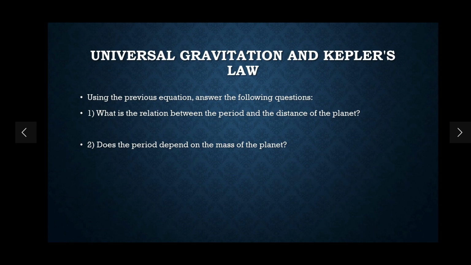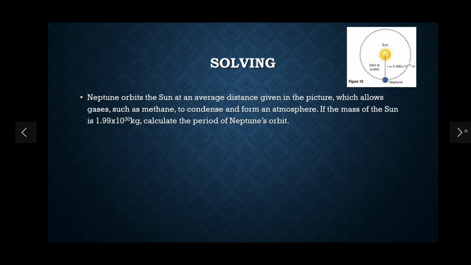Let's solve a question. Neptune orbits the sun at an average distance given in the picture, which allows gases such as methane to condense and form an atmosphere. If the mass of the sun is 1.99 times 10 to the power of 30 kilograms, let's calculate the period of Neptune's orbit. We have the given 1.99 times 10 to the power of 30, R, which is 4.96 times 10 to the power of 12, and we need to find the time or period of Neptune's orbit around the sun.